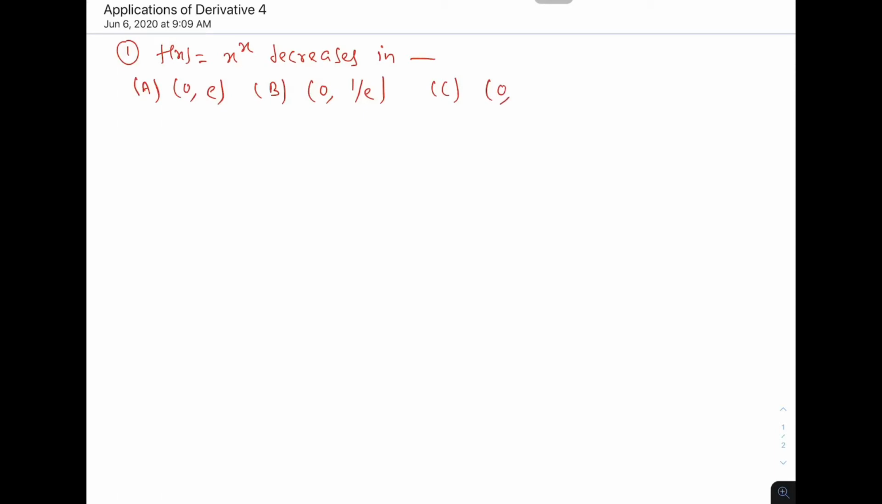Let us solve some examples of increasing and decreasing functions. Okay, let us take a few examples of it. So f(x) equal to x power x decreases in which interval? Here the options given are (0, e), (0, 1/e), (0, 1), and (0, infinity).